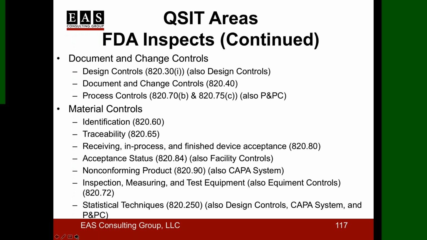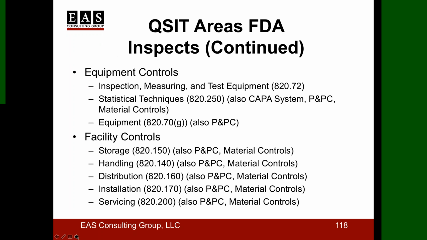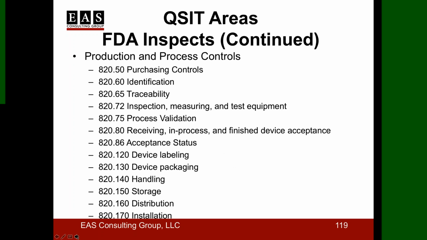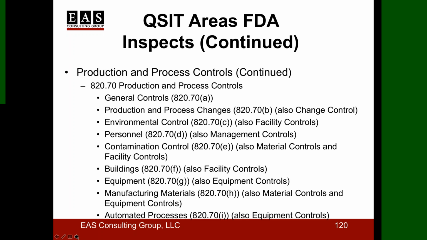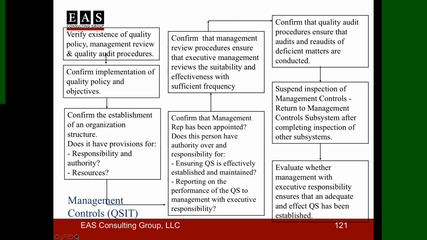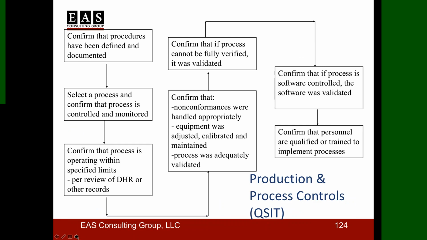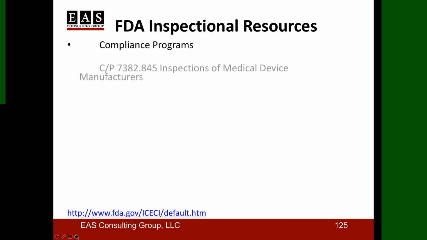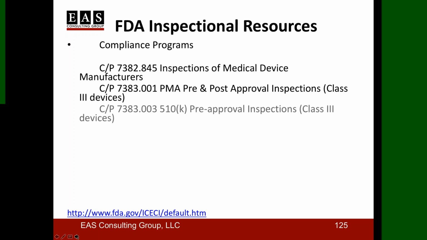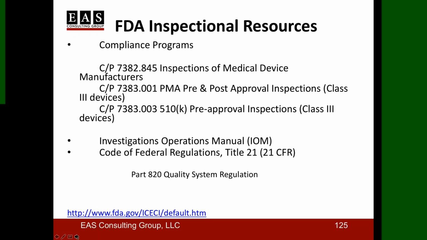So I'm just very briefly listing those. You can read all those on your own. So these are the different questions that they're going to ask per QSIT. These are the ones for management controls, for design controls, for the CAPA system, and for production process controls. So again, not only the QSIT booklet, but they're going to follow these compliance programs. And then these are the 3 basic ones there.